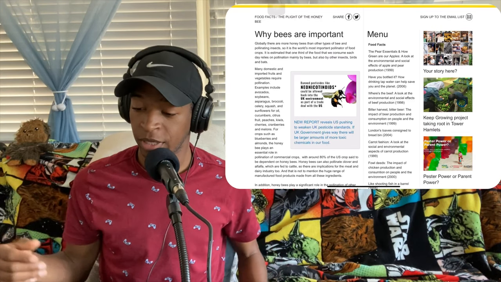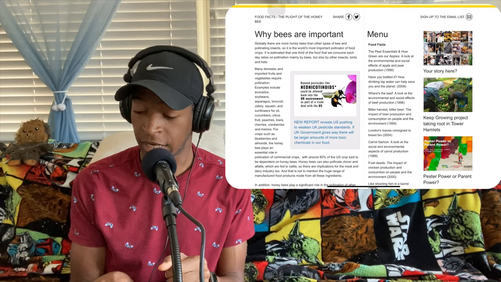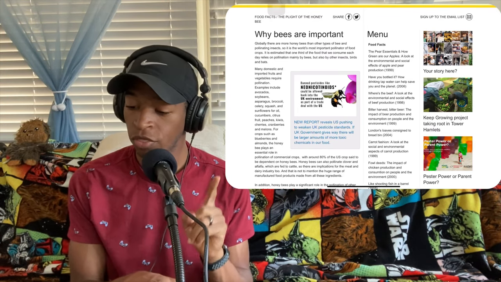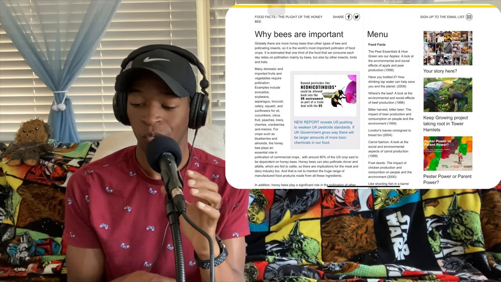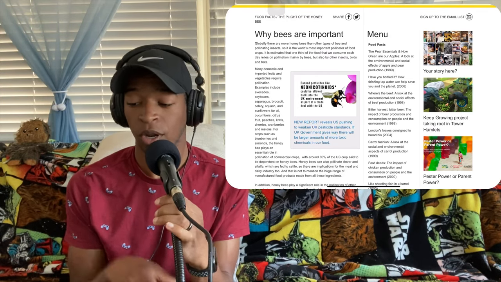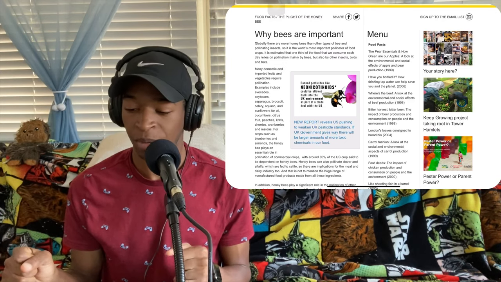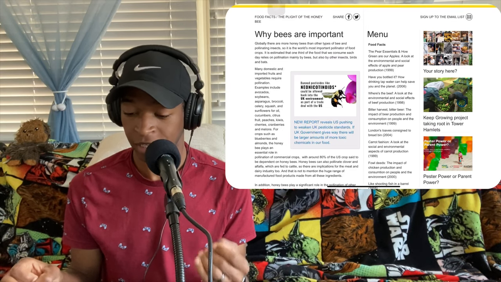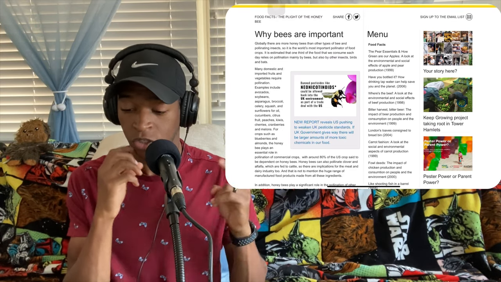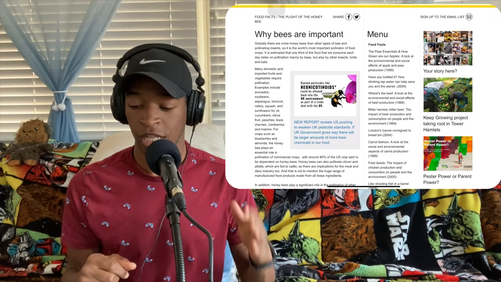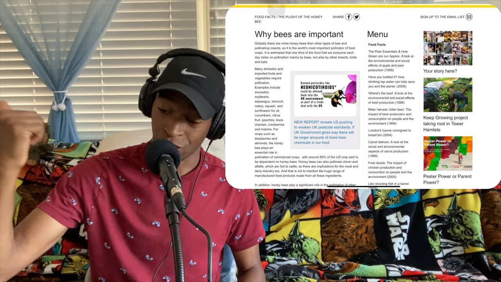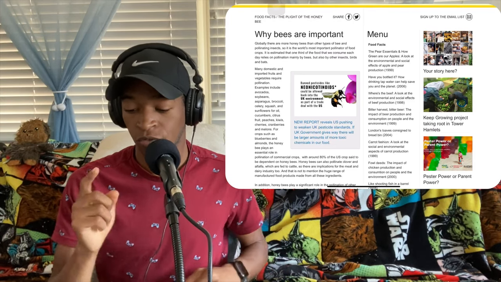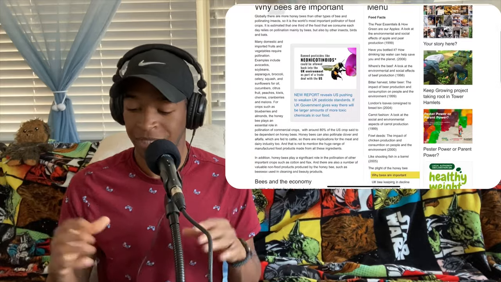Globally, there are more honeybees than other types of bee and pollinating insects, so it is the world's most important pollinator of food crops. It is estimated that 1/3 of the food that we consume each day relies on pollination, mainly by bees, but also by other insects, birds, and bats. Oh, bat pollinator. Many domestic and imported fruits and vegetables require pollination. Examples include avocados, soybeans, asparagus, broccoli, celery, squash. That's what me and my wife are growing outside. And sunflowers for oils. Cucumbers are also grown that. Citrus, fruit, peaches, kiwis, cherries, cranberries, and melons.